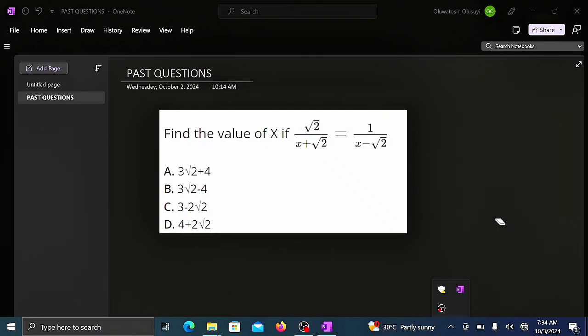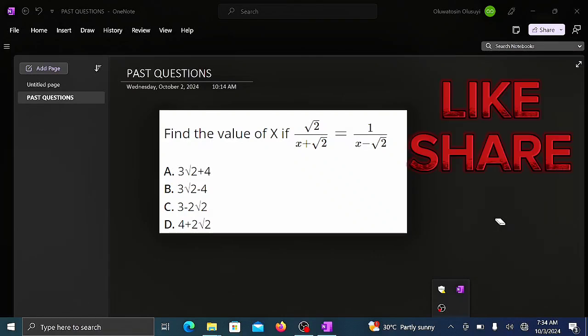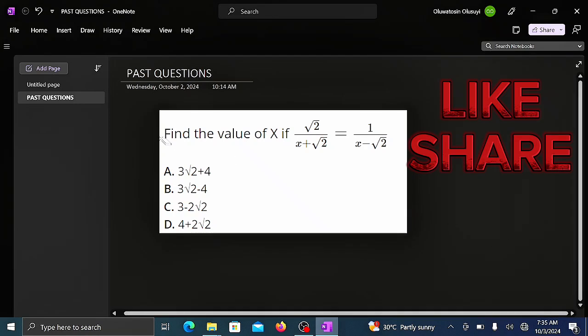Here is Maths Master. For the GCSE and WASSCE students, you should be able to work around this. But if you can't, you've got no problem because we've got you. So good. Let's quickly walk around this together.